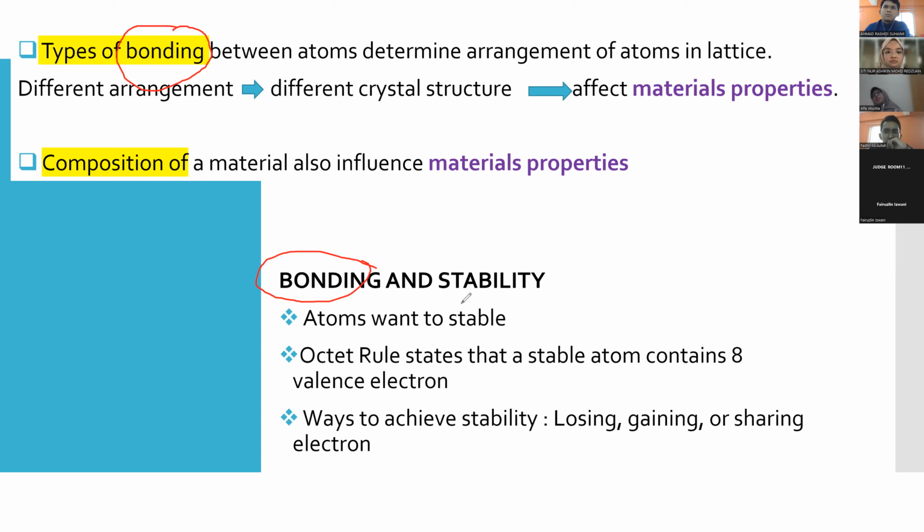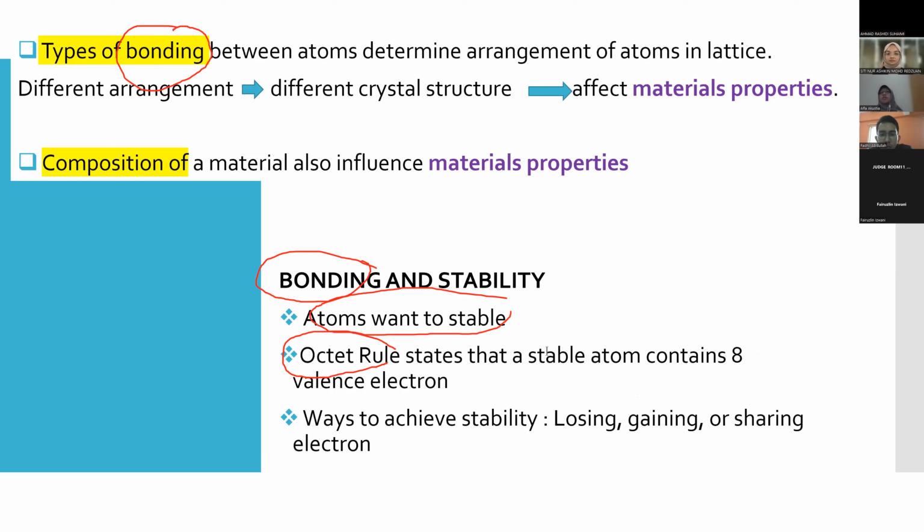Because in natural behavior, atoms want to be stable. It's not only the atoms. I, you, and all of the participants want to be stable. One in the stable condition is in less energy, in low energy, including the atoms. To be stable, there is one famous rule, the octet rule. This states that a stable atom must contain eight valence electrons.